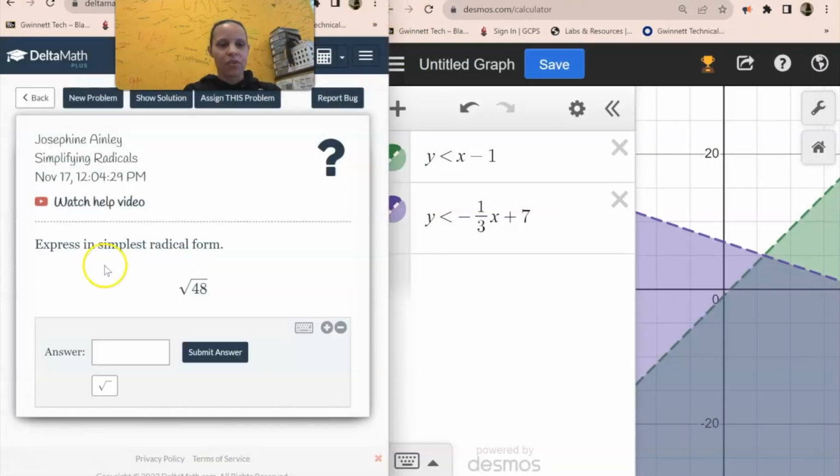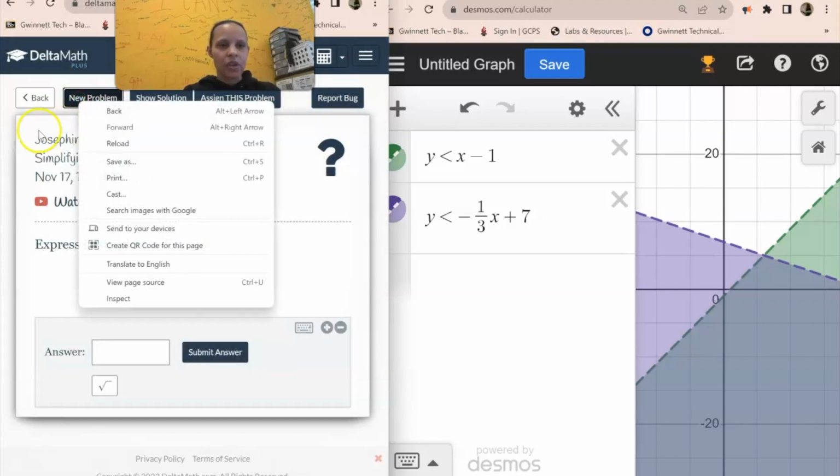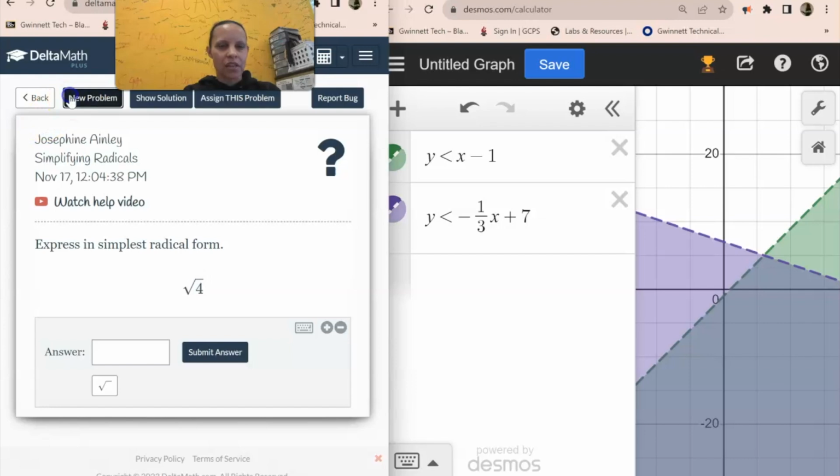All right, simplifying radicals. I love doing books, y'all. Okay, so let me find numbers that are really big. And again, we can't get the answer from the calculator, but we can check our answer with the calculator. Okay, so let's do this one.